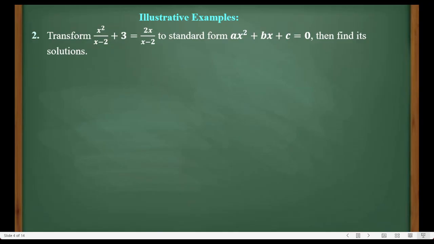Now, for us to rewrite this given equation to standard form, we must eliminate the denominator. Now, how do we eliminate the denominator? By simply identifying the LCD or the least common denominator. Since we are looking at only one type of denominator, which is x minus 2, understood the LCD is that quantity itself, which is x minus 2.